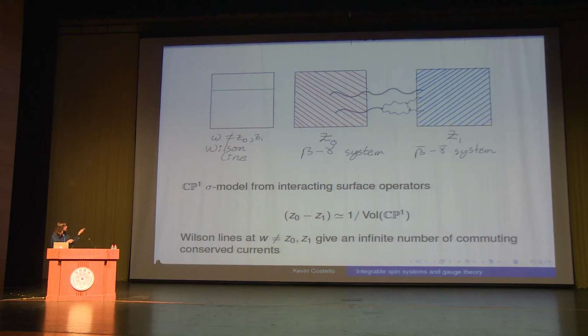another aspect of this story is that one can see, for completely formal reasons, why the CP1 model is integrable. So you insert a Wilson line at some other point, and once we integrate the gauge fields, this gives a current in the two-dimensional system. Now these Wilson lines, for the same reasons we discussed before, all commute with each other for every value of W. So now we find an infinite number of commuting currents, so the theory is integrable. So this is a mechanism for producing a very large number of two-dimensional integrable systems.